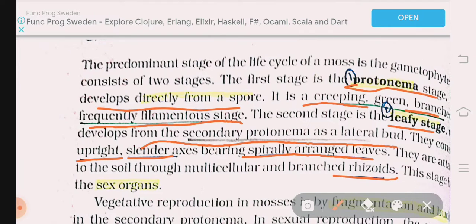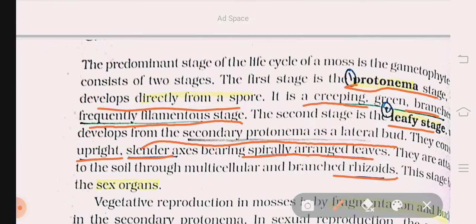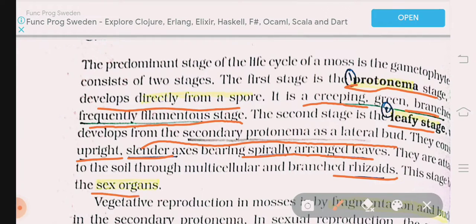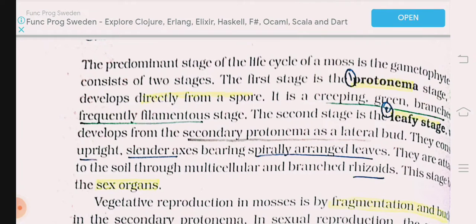Now in bryophytes we have seen that the substratum is attached through rhizoids. Here the plant is attached to the soil through the rhizoids. Rhizoids are your roots only. And this stage has the sex organs also. Which stage? The leafy stage, the second stage.